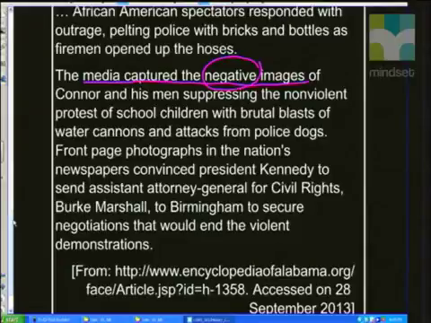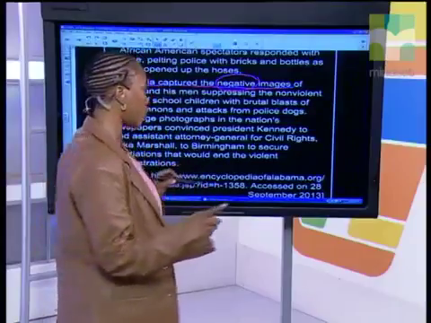Okay, and then it reads on, front page photographs in the nation's newspapers convinced President Kennedy to send Assistant Attorney General for Civil Rights Burke Marshall to Birmingham to secure negotiations that would end the violent demonstrations. So again, it takes us back to that cause and effect that I told you about.